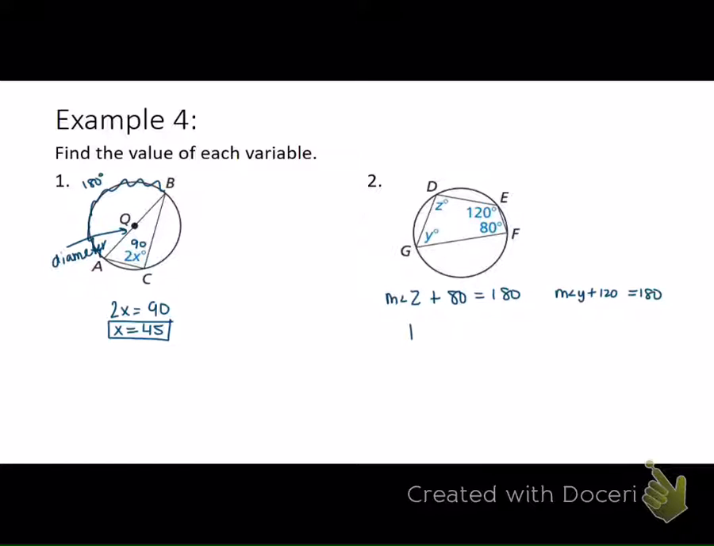So that means the measure of angle Z is how many degrees? 100. And the measure of angle Y is, all right, notes done.